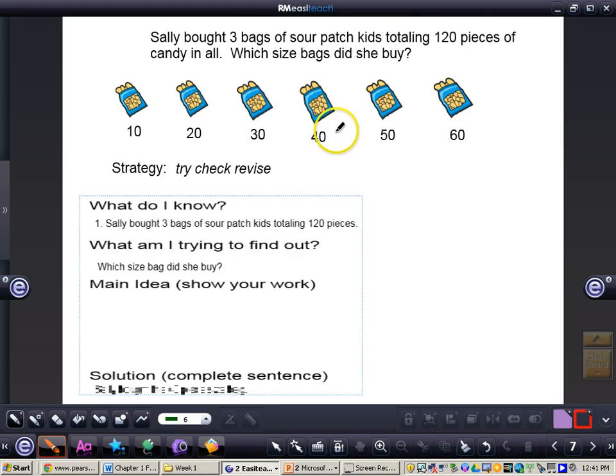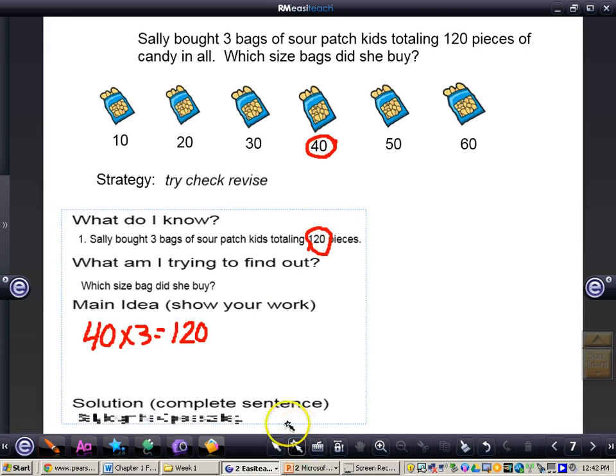So now, since 30 was too small, I'm going to try 40. If I take 40 and multiply that by my 3 bags, that actually equals 120. And that's what I'm trying to do. The pieces need to total 120 pieces, so that is the correct answer. Now, not only just have that as our answer, but we're going to write the solution in a complete sentence, and we're going to write: Sally bought the 40-piece size bag.